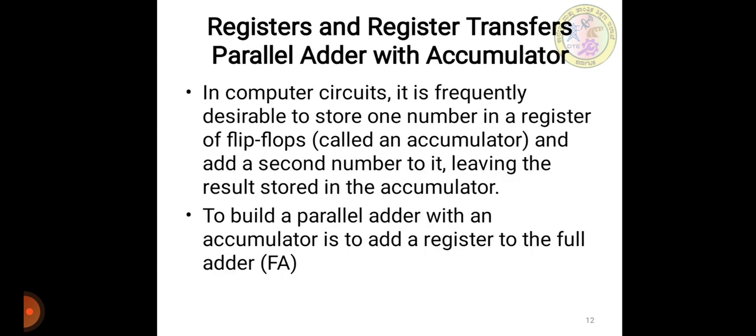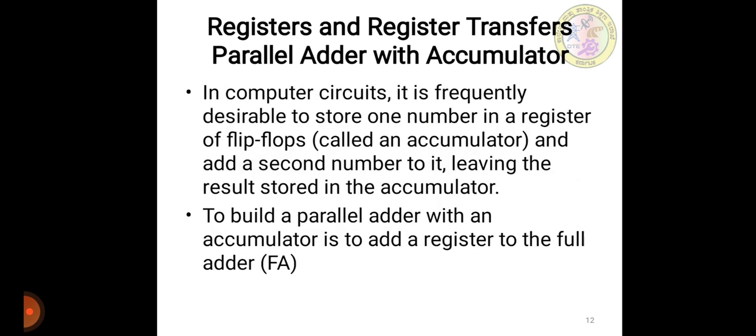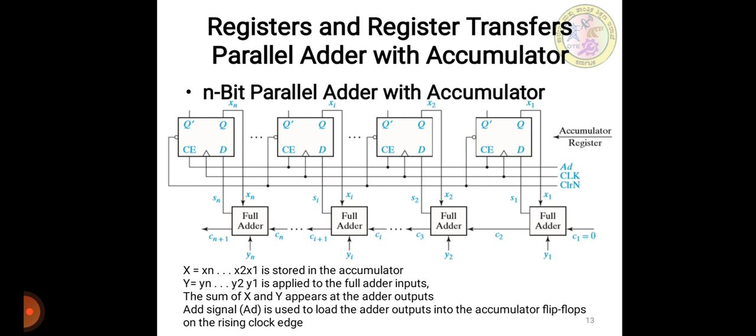So the next topic is register to register transfer, that is the parallel adder with accumulator. Here X is the value stored in the accumulator, that is from Xn to X2, X1. Next, Y is equal to Yn until Y2, Y1, which is applied to the full adder inputs. The sum of X and Y appears at the adder outputs.